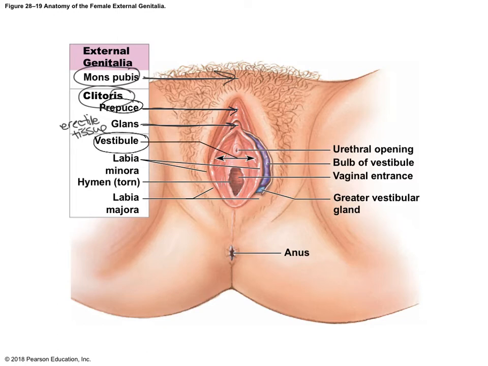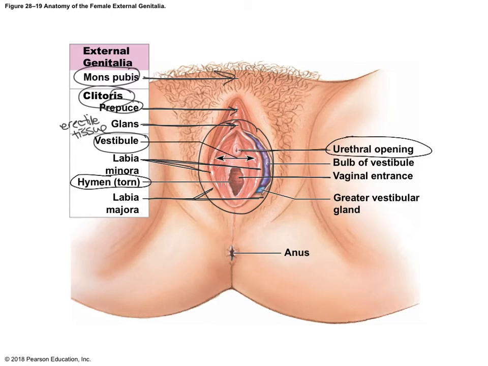Flaps of skin called the labia minora and the labia majora border the vestibule. In this picture, we can see a torn hymen, and then that leads into the vaginal entrance. Between the vaginal entrance and the clitoris, we can see the urethral opening.